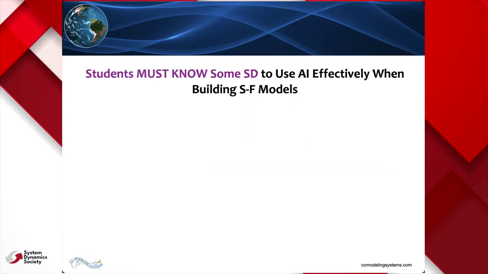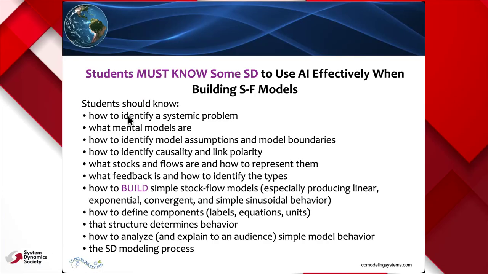Students must know some system dynamics before they use artificial intelligence in the model building process. And these are some things that they need to know. They need to know how to identify a systems problem, what mental models are, how to identify the assumptions of the model, the boundaries of the model, what causality means, what link polarity means. They have to know what a stock is and what a flow is and how to represent them. They have to know what feedback is and the two different kinds of feedback.